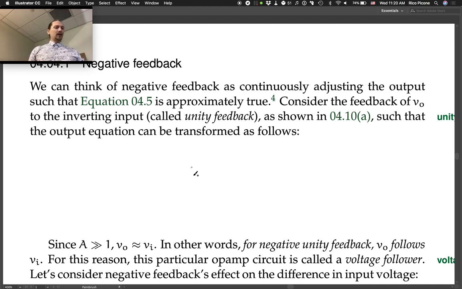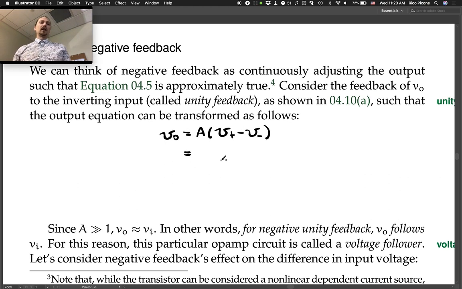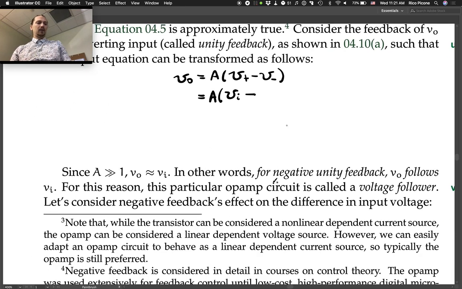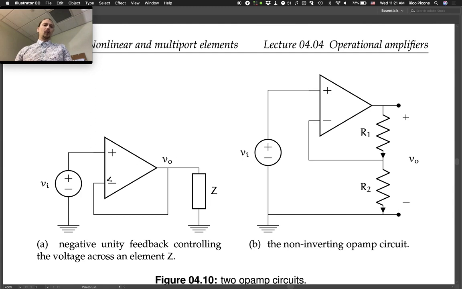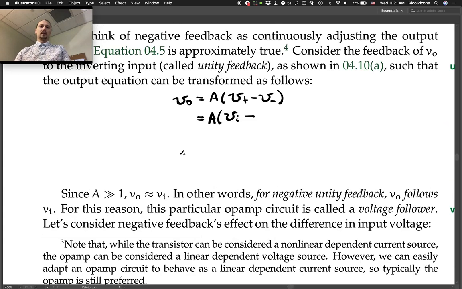So the output equation can be transformed as follows. We can go back to our original output equation: V out is equal to A times (V plus minus V minus), which in the case of this unity feedback op-amp circuit, we said V plus, remember we just connected the source to it, right? Which we said was V in. Minus V minus, which we just said, if we look at the circuit again, we connected V minus to V out, right? So V minus is equal to V out. So we can write that there.